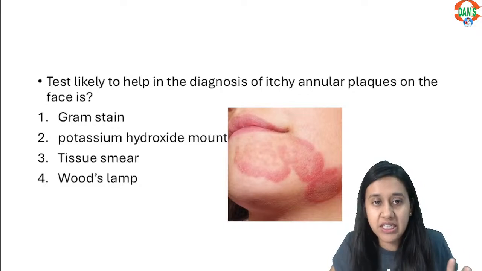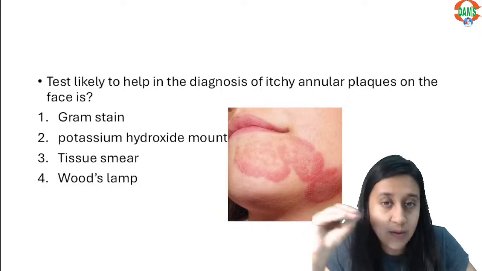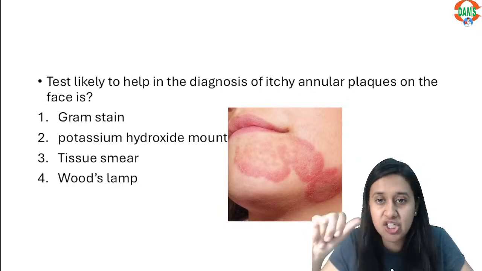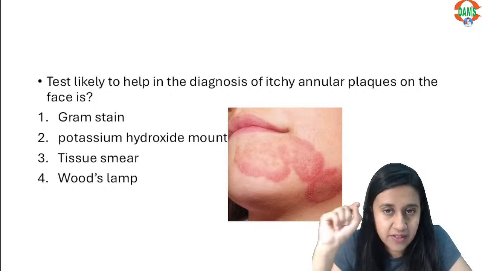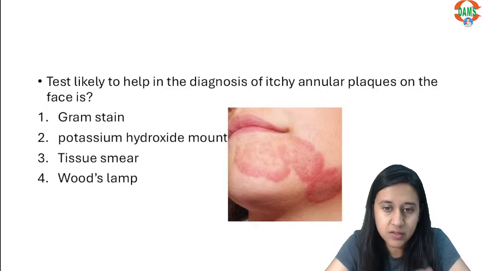Can you tell me what will be the answer? The test which is likely to help in the diagnosis of itchy annular plaque on the face. First of all, think of a diagnosis. What can be the diagnosis here?